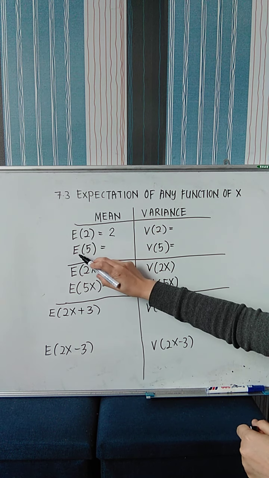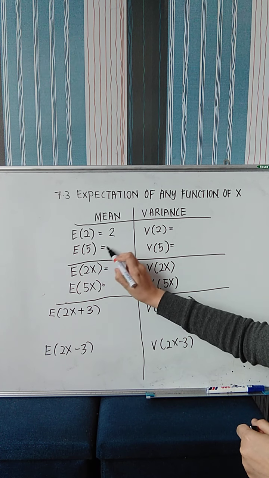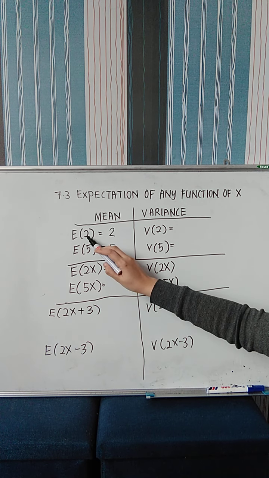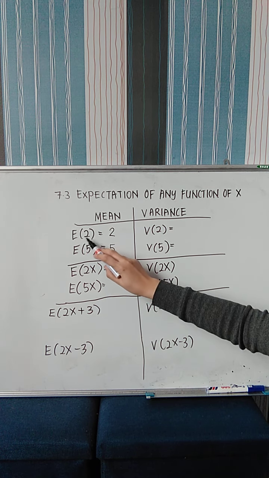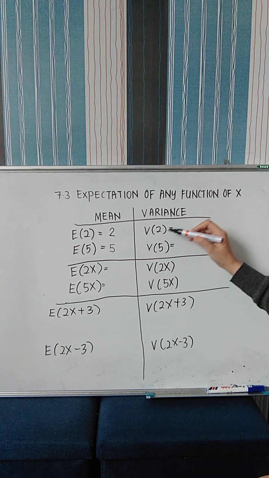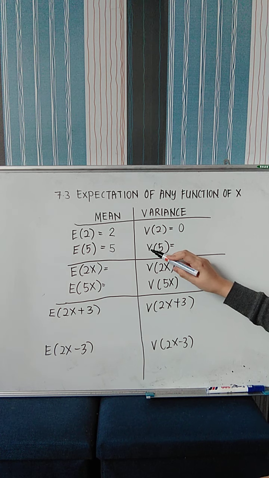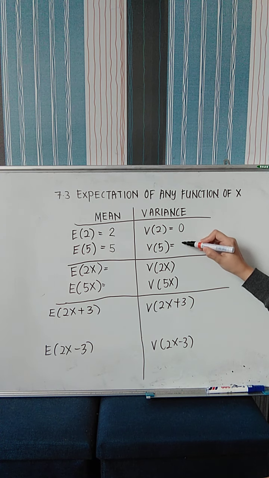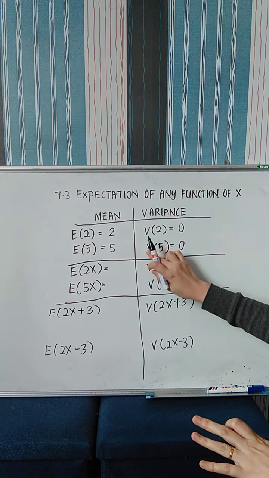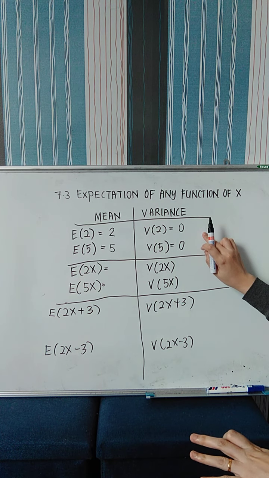If given E(5), meaning expected 5, the answer is 5. Just take the value given for the expected. But for variance, if given variance 2, the answer is 0. If given V(5), variance 5, the answer is 0. That means if given variance and a value, your answer must be equal to 0.